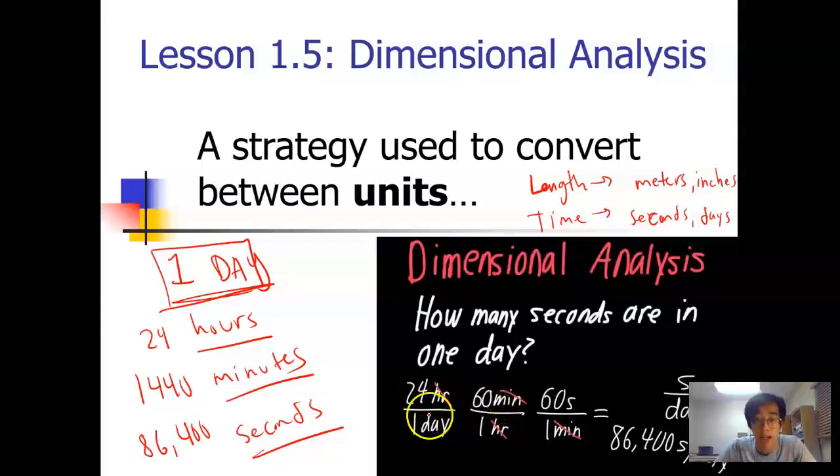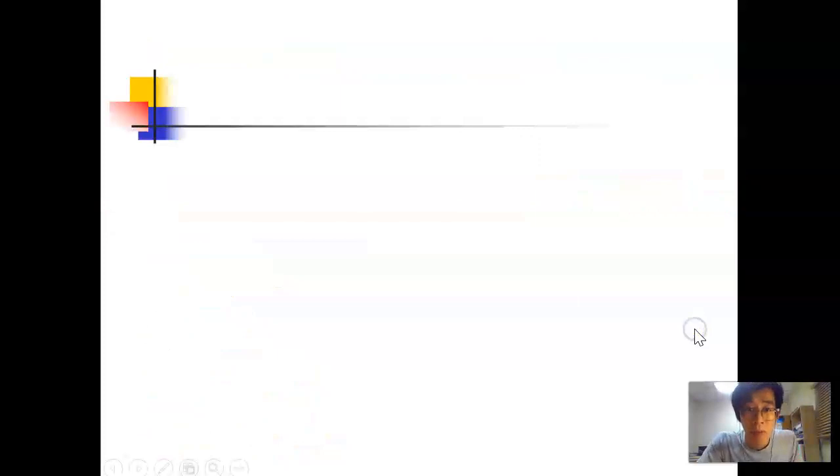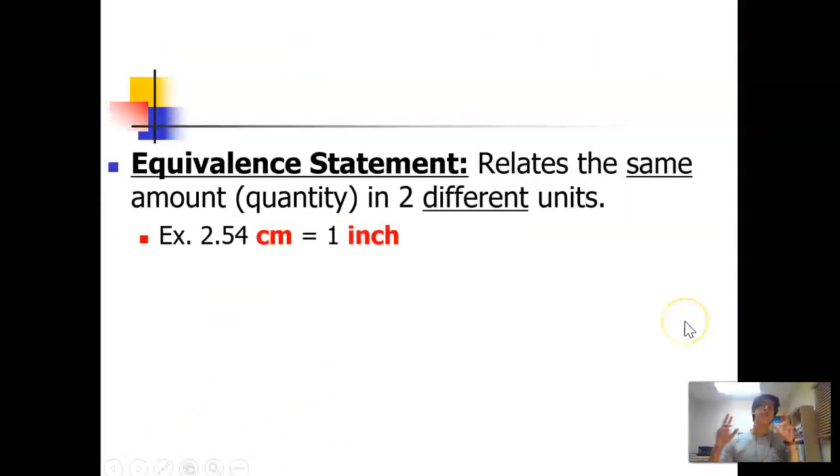So I know that in 1 day there's 24 hours, in 1 hour is 60 minutes, in 1 minute it is 60 seconds, and then I can set them up as fractions, right, as conversion factors, and then multiply and divide to get 86,400 seconds per day. So right now it looks kind of confusing, but we're going to dive in and figure out how to set this up with dimensional analysis. There are a couple things in vocabulary we need to know.